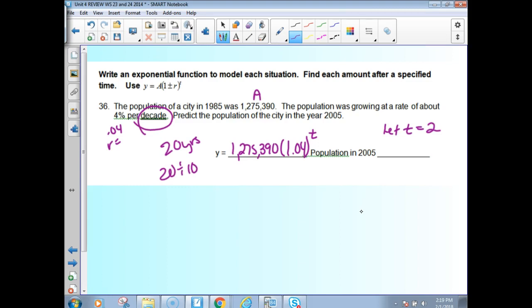So read carefully. All right, and this is number 36. And when I did that calculation, I got 1,379,462 people.